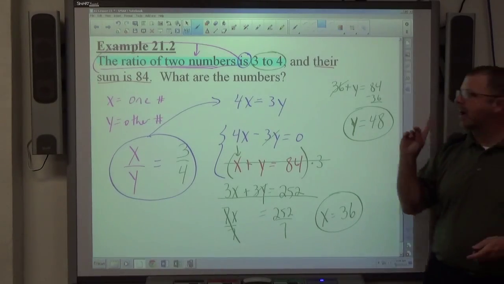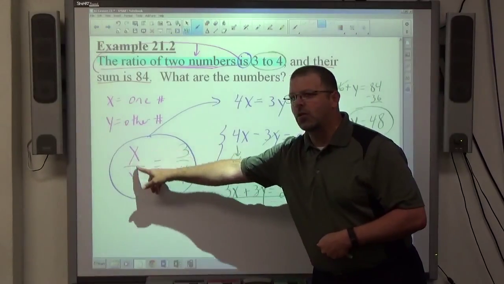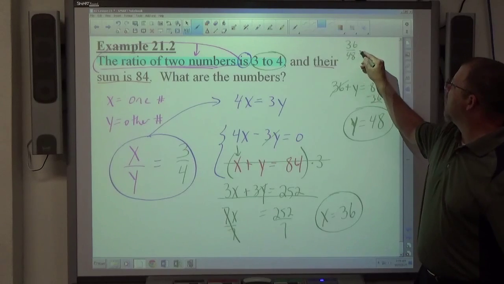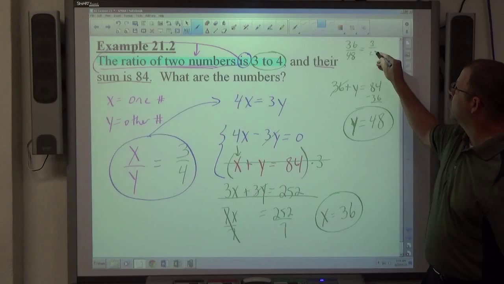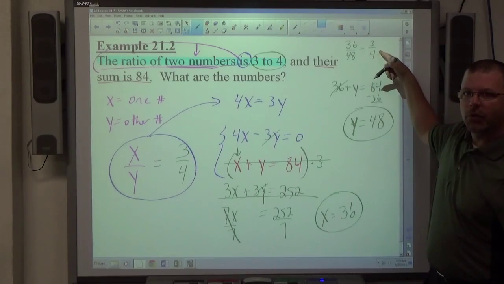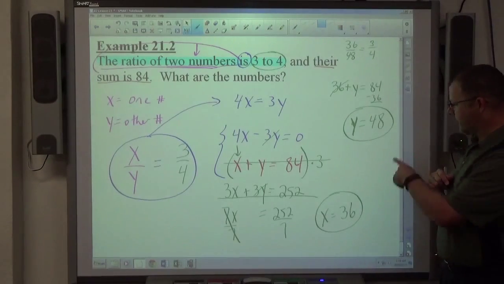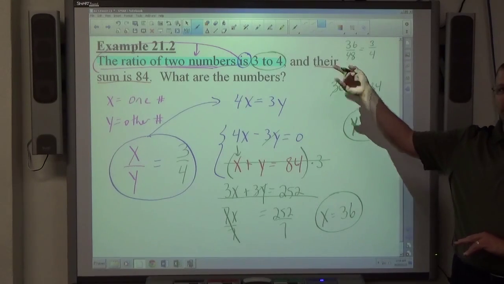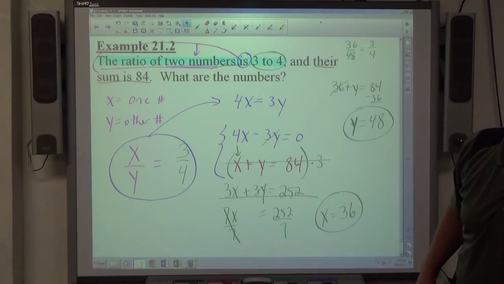Two facts here. Fact number 1, the ratio of the numbers is supposed to be 3 to 4. The ratio I set up was x over y, right? If I did 36 over 48 and reduce that fraction as much as possible by 12, 36 divided by 12 is 3, 48 divided by 12 is 4. The ratio reduces to 3/4. So the ratio is true. The sum of the numbers is supposed to be 84. 36 and 48 add up to 84. Both facts happen with those two numbers. That's the easy way to check these answers. They're telling you two facts about it. Make sure the two facts are true. That verifies the two answers are correct.